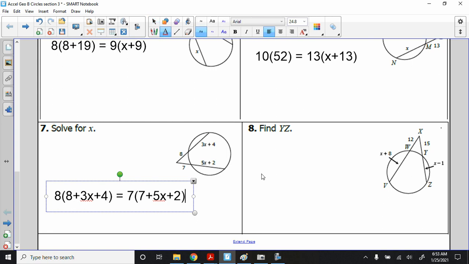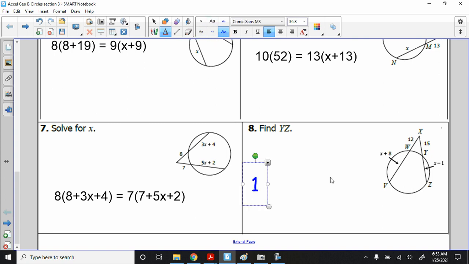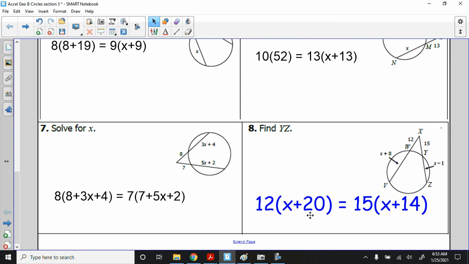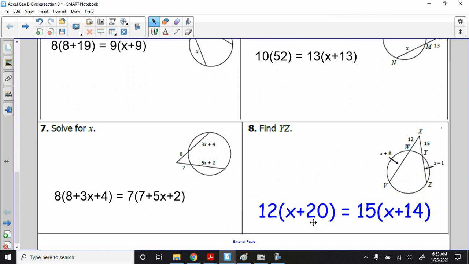Okay, the next one would be 12. I'll do some combining like terms here. 12 times x plus 20 equals 15 in front of x plus 14. I'm combining the 15 and the negative 1. So there's your equations on the second type.